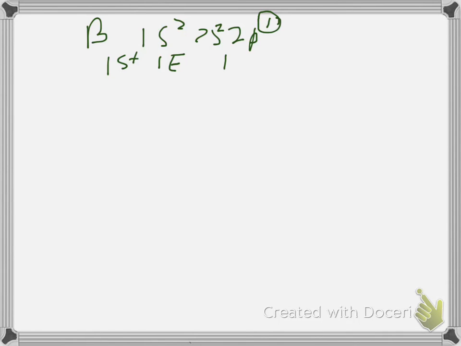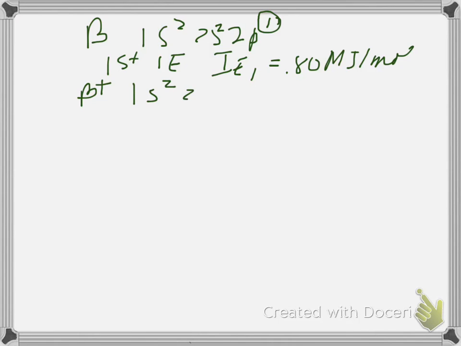Okay, so let's take a look at what would happen with a boron atom as an example. So let's say I have boron, and it's 1s2, 2s2, 2p1, right? My first ionization energy is going to remove this electron. And it turns out that IE1, which is ionization energy 1, is 0.80 megajoules per mole of boron atoms. And now I have a boron +1 ion. So I have a 1s2, 2s2. So my second ionization energy is going to remove one of these guys.